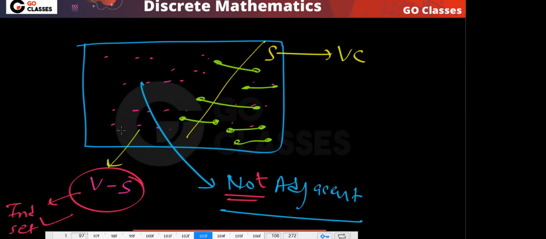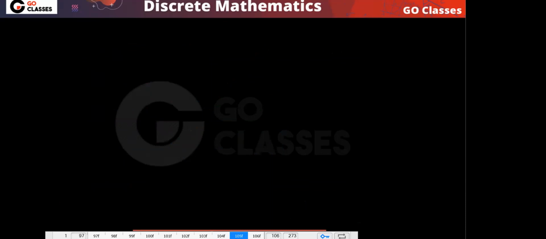Very simple, very cute proof. We are just using the definition of vertex cover and the definition of independent set. Very simple proof. So if this is your vertex cover, then V minus S will be your independent set. The same thing, let me do for this.